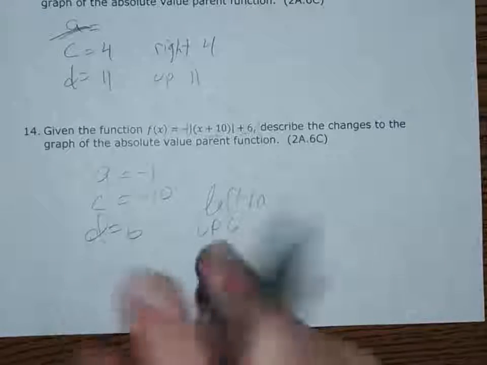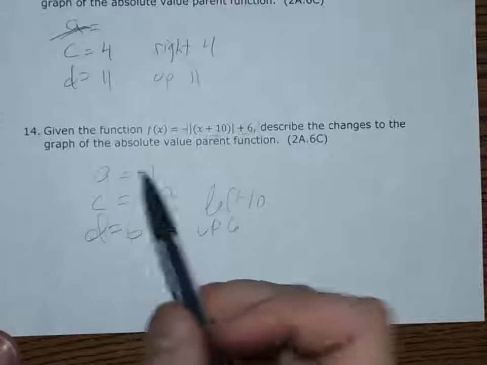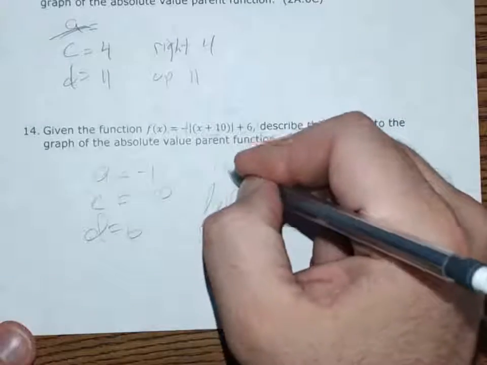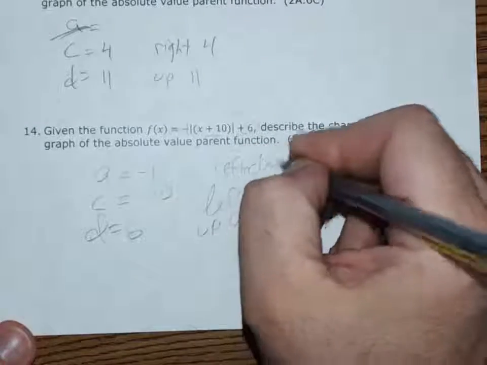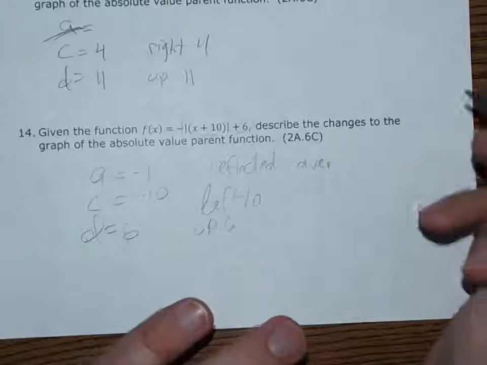And then lastly, we have A. An A value of 1 means nothing has happened. A value controls compression and stretch. And an A value of 1 means you've neither compressed nor stretched. It's just stayed the same. But the only thing of importance here is this negative, which tells us that this was reflected over the x-axis.